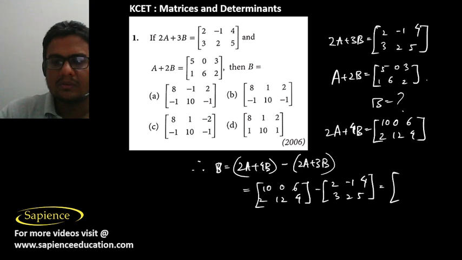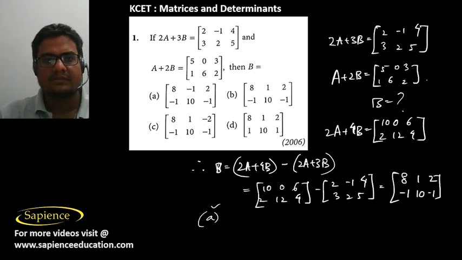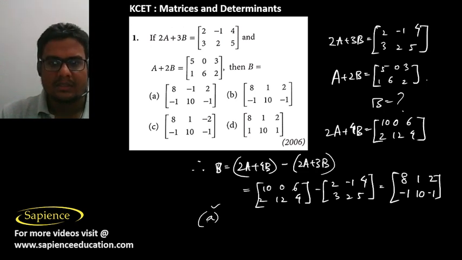So that will be equal to, now 10 minus 2, that is 8, 0 minus of minus 1, that is 0 plus 1, 1, 6 minus 4, that is 2, 2 minus 3, that is minus 1, 12 minus 2, that is 10, 4 minus 5, that is minus 1. So it means that option A is the correct answer. No, sorry, option B is the correct answer. Option B is the correct answer.